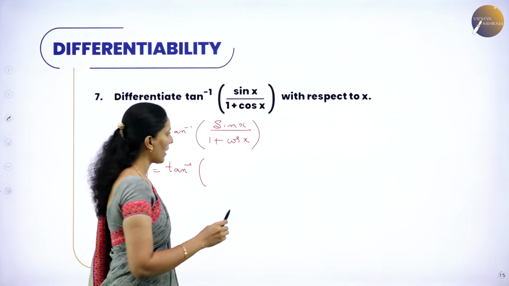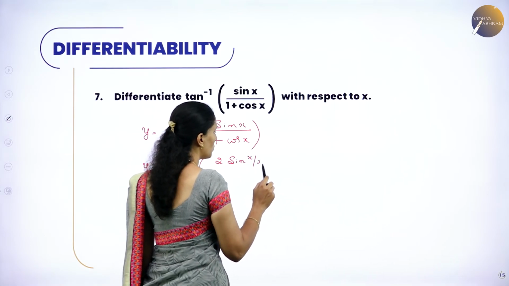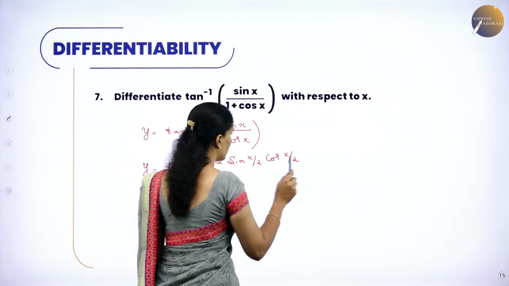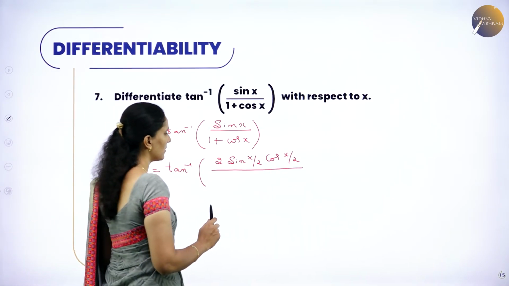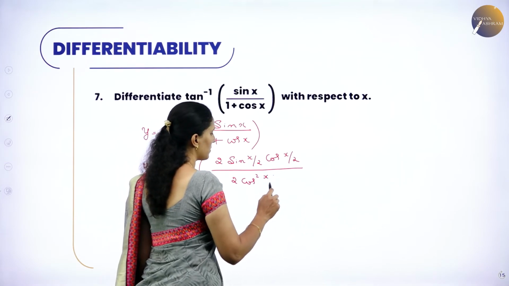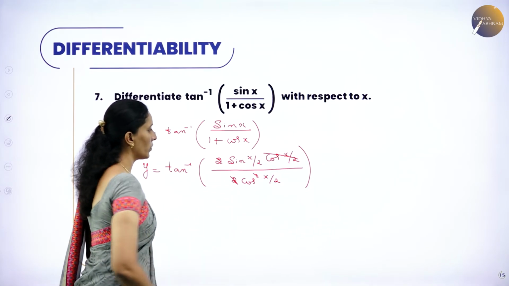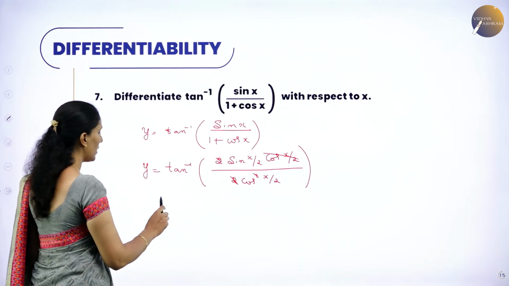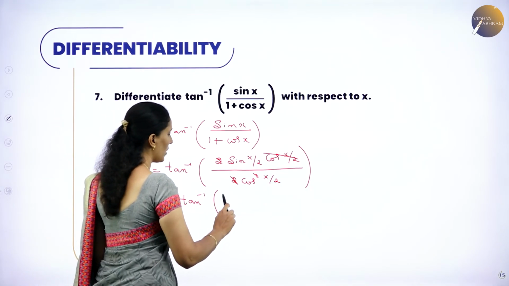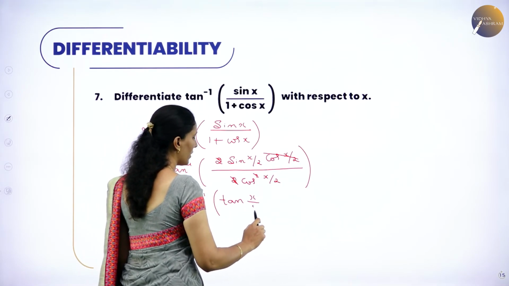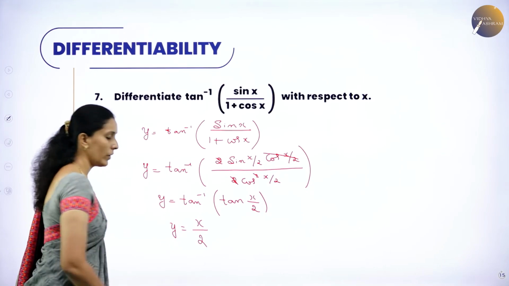Here I will use the multiple angle formula. Sin x can be written as 2 sin x by 2 cos x by 2 whole divided by 1 plus cos x here, which can be written as 2 cos square x by 2. So here cos x by 2 cancels. 2 gets cancelled. We have sin by cos. So therefore y is equal to tan inverse of sin by cos is tan x by 2. Now tan inverse of tan, when you have this, is clearly y is equal to x by 2.